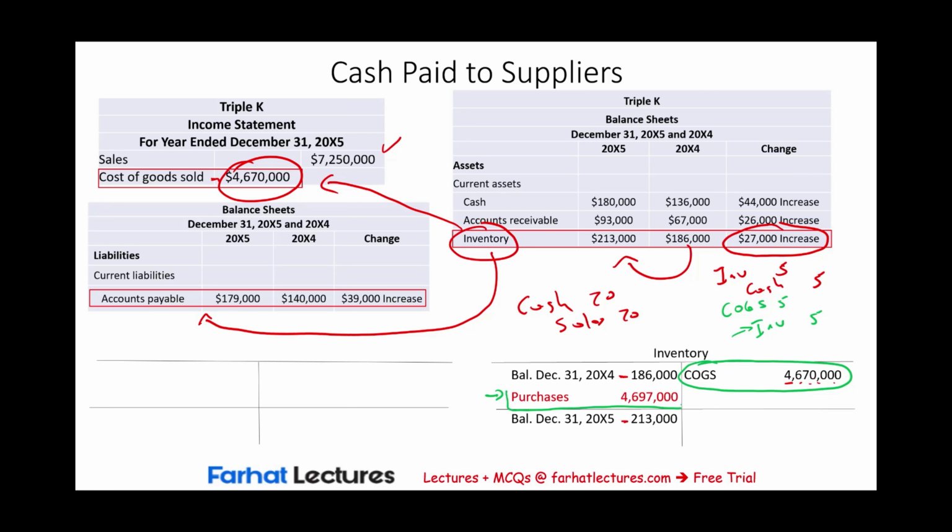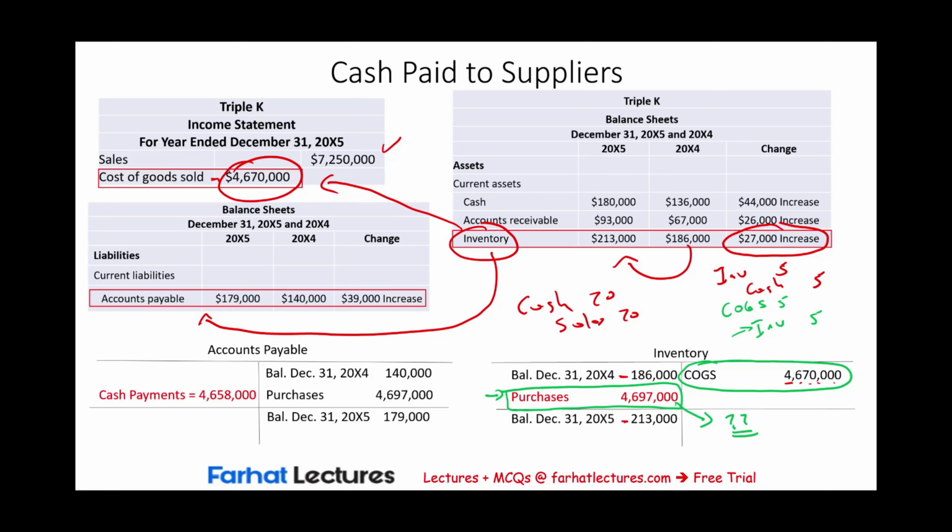So what we figured out is our purchases. We know that inventory went up. It means we purchased more inventory than we sold for that year, the net effect. But the purchases were 4,697,000, which is $27,000 more than our cost of goods sold. So that's step one. Step two is to determine how much of these purchases, we know we purchased that much, but how much of it was in cash, how much was it on account, which is accounts payable. Now we need to examine accounts payable.